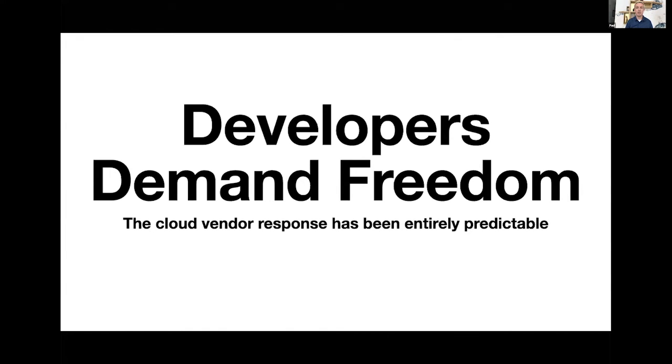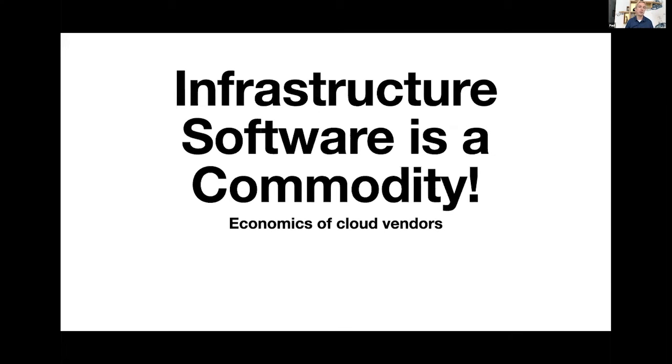In addition to demanding freedom, developers value convenience, which is why cloud services based on popular open source APIs get so much traction. The cloud vendor response to all of this has been entirely predictable. They're going to do what their customers are asking them to do, which is provide them with managed services based on open APIs. Open source SaaS is basically the marriage of freedom and convenience. And the cloud vendors are just going where their customers are telling them to go.